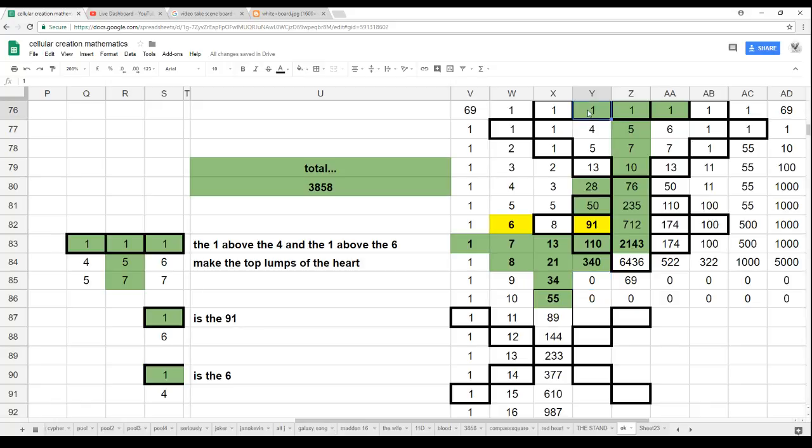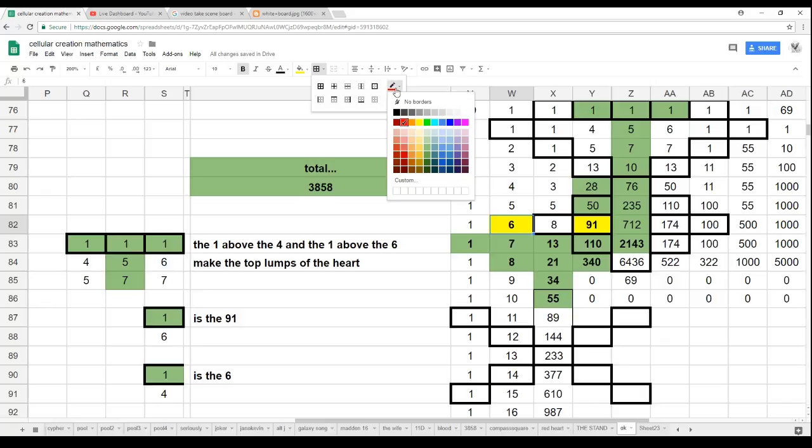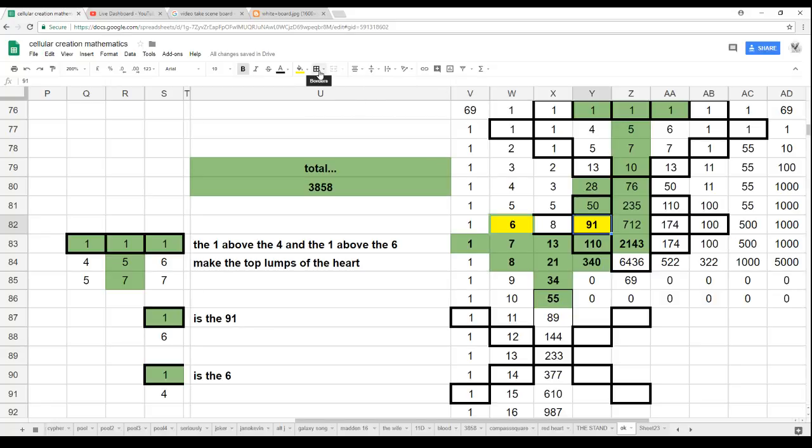And then maybe this one up here and this one over here at the capstone account for the literal green circle that goes around the 6 and the literal green circle that goes around the 91. Could be like this guy and this guy. Let's make them a darker shade of green for fun.